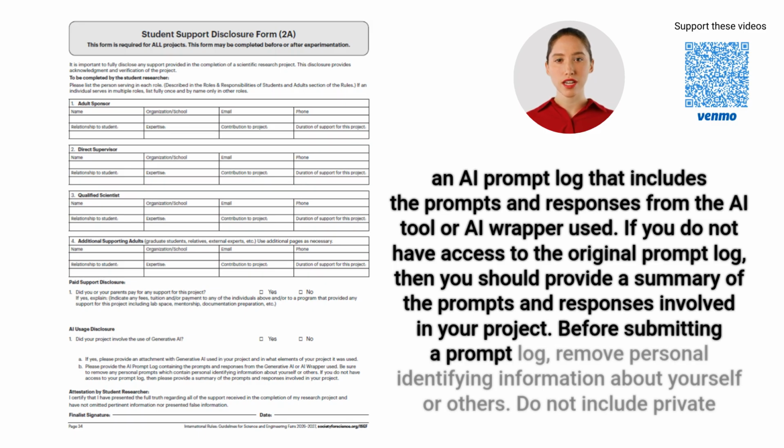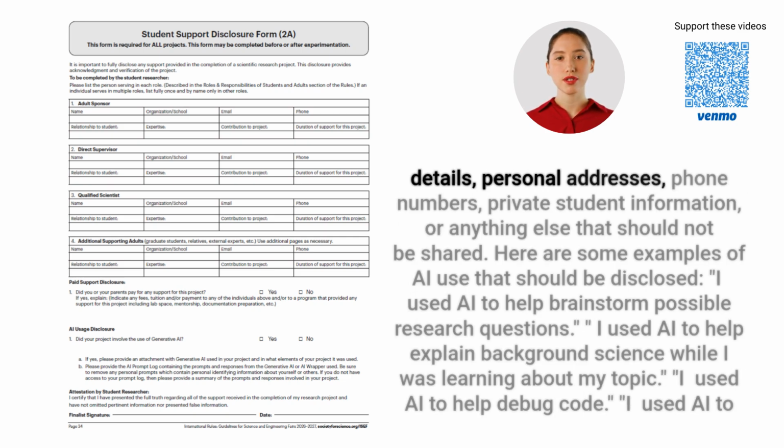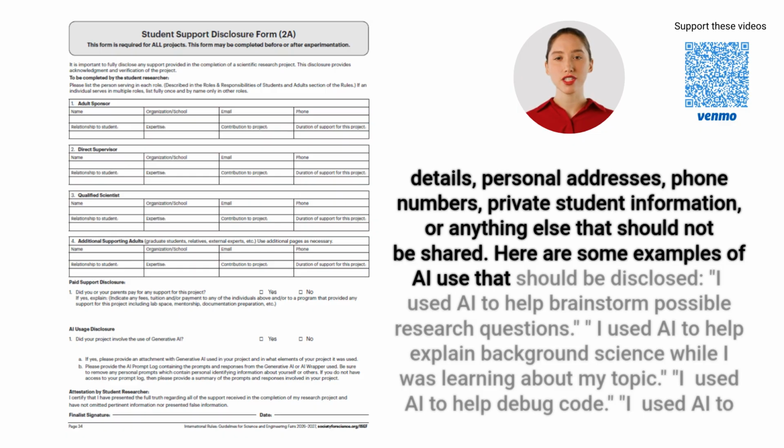Before submitting a prompt log, remove personal identifying information about yourself or others. Do not include private details, personal addresses, phone numbers, private student information, or anything else that should not be shared. Here are some examples of AI use that should be disclosed.